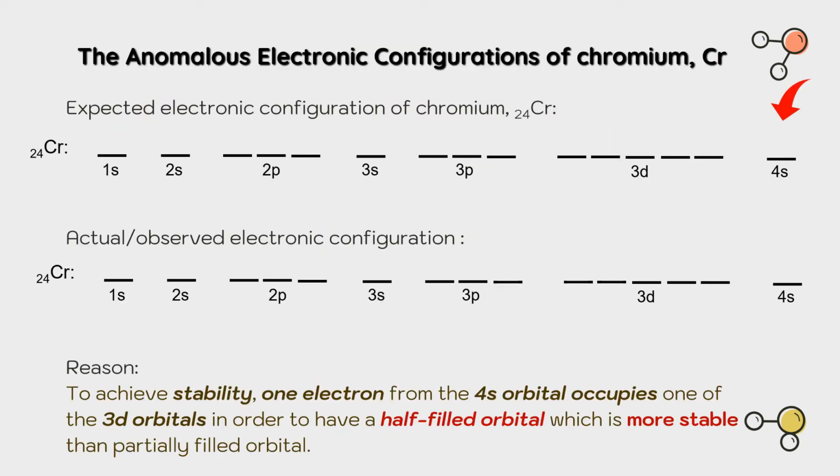To see clearly the reason behind the anomalous electronic configuration of chromium, let us write the orbital diagram and SPDF notation for the expected electronic configuration. The expected electron configuration is the one that is consistent, that follows the Aufbau principle. Let's do this together.